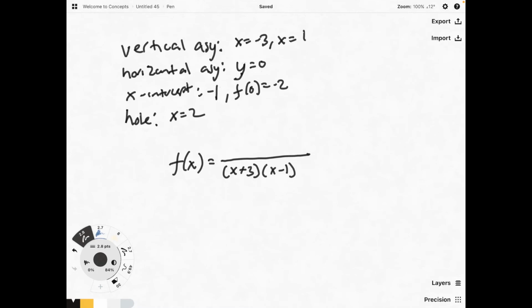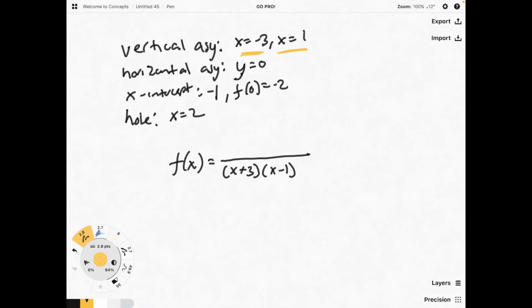If we take the values in the denominator, x plus 3, and set it equal to 0 to find that vertical asymptote, then it would be x equals -3, which is what's given right here. And similarly, if we have the x minus 1, we set that equal to 0, then x would equal 1, which is what we're given right here. So now we know two terms in the denominator of this function.